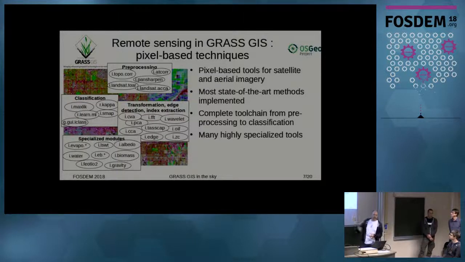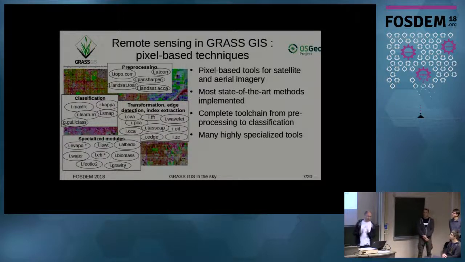So here's an overview of a series of pixel-based techniques that we have, from pre-processing, where you can do atmospheric correction, pan sharpening, a whole series of different techniques, to transformation, with very different modules that allow you to do principal component analysis, wavelet transformations. You can calculate a whole series of indices, vegetation indices. You have edge detection modules.